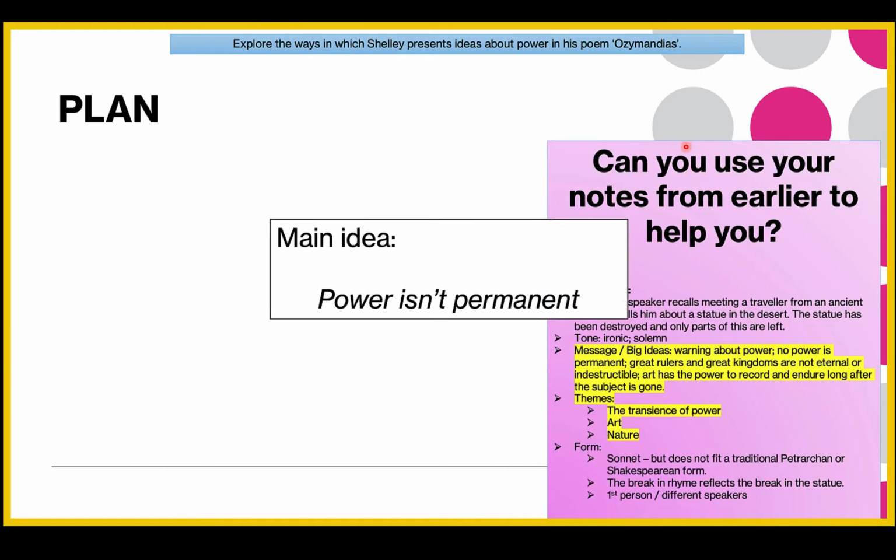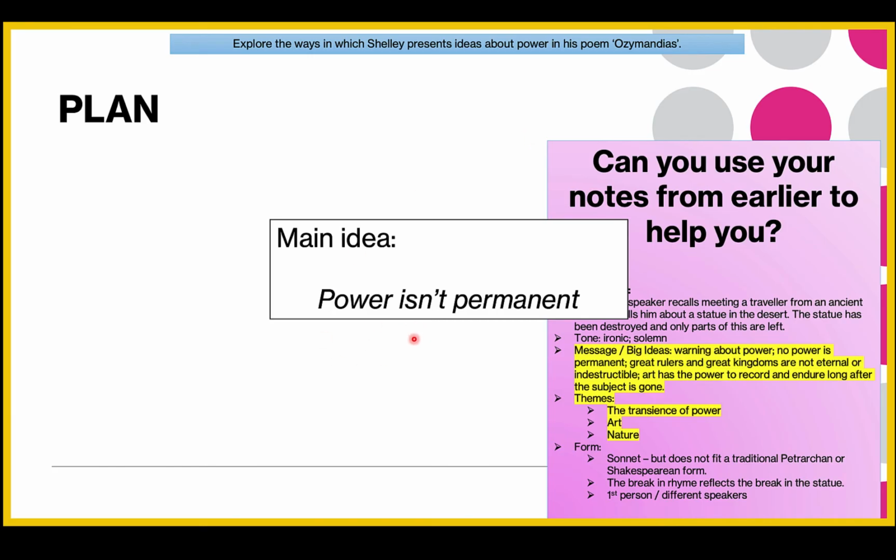So you can also think about using your notes to help you. These are my notes from earlier, and I thought, okay, if I have a look at the message and the themes, and I look back at the question, what's the main idea that I think Shelley is trying to get across? If I make a summary of that, I think that really Shelley's trying to show that power isn't permanent. So I've got my main idea, I've got my thesis statement. This is now what I'm going to prove.